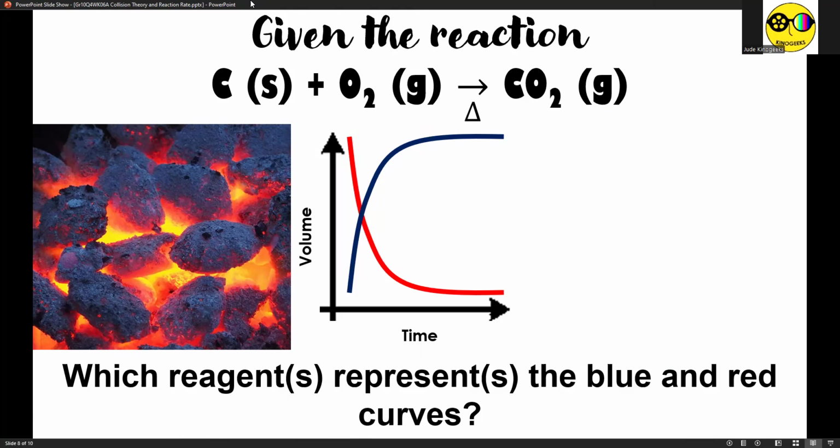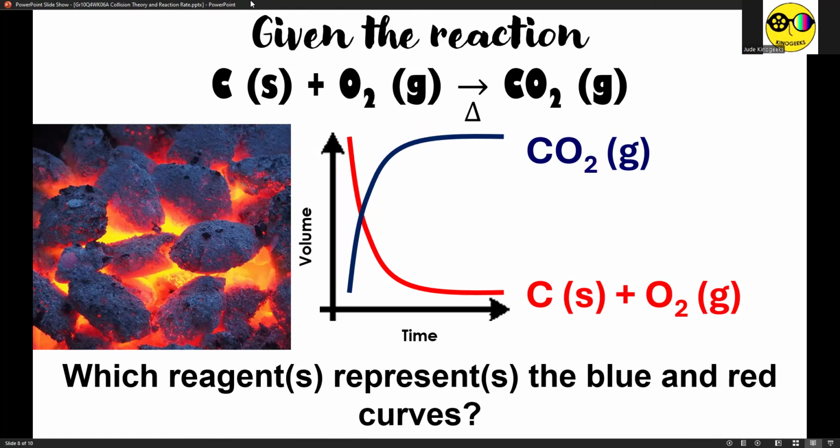In the blue curve, we can see that the volume of this certain reagent is increasing over time. Then therefore, we expect that the blue curve represents the product. So our product here is gaseous carbon dioxide. On the other hand, the red curve represents the decreasing volume of a certain reagent or reagents over time. Then therefore, the red curve corresponds to the reactants, which are solid carbon and gaseous diatomic oxygen. Okay, so this is basically what reaction rate is all about.